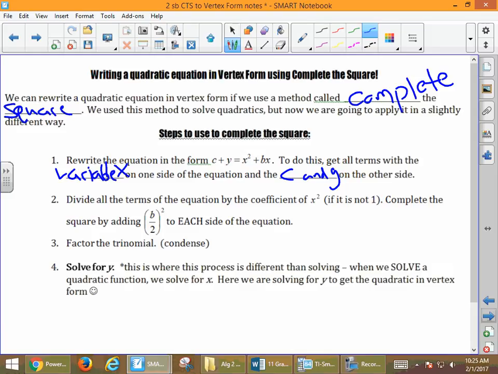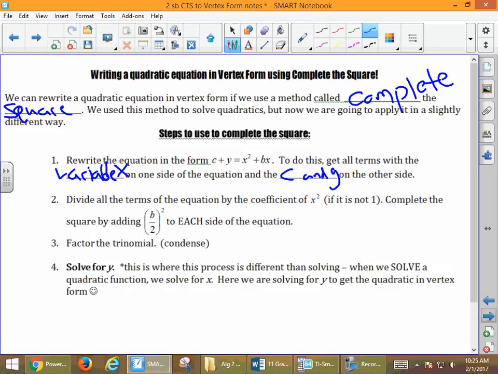And then like we do in completing the square, we're going to divide all the terms by the coefficient of x to make sure it's 1. If it's already 1, we don't have to worry about that step. Then we complete the square by adding b over 2 squared to both sides. Hopefully that looks familiar because you were great at completing the square. And then we're going to factor our perfect square trinomial.